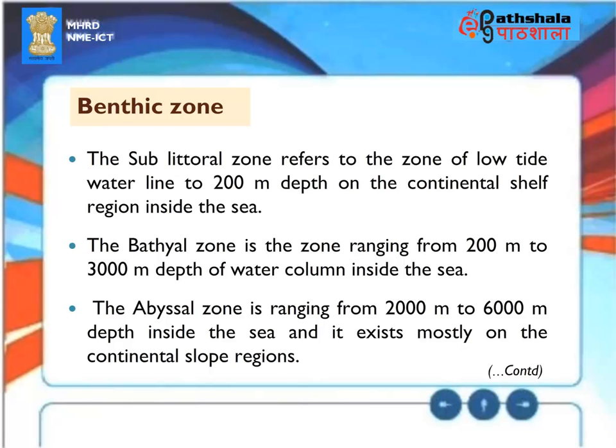The bathyal zone is the zone ranging from 200 meters to 3000 meter depth of water column inside the sea. The abyssal zone is ranging from 2000 meters to 6000 meters depth inside the sea, and it exists mostly on the continental slope regions.